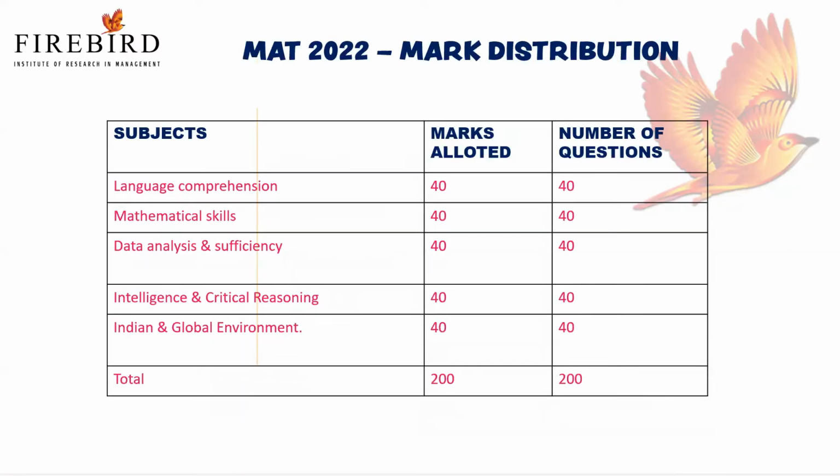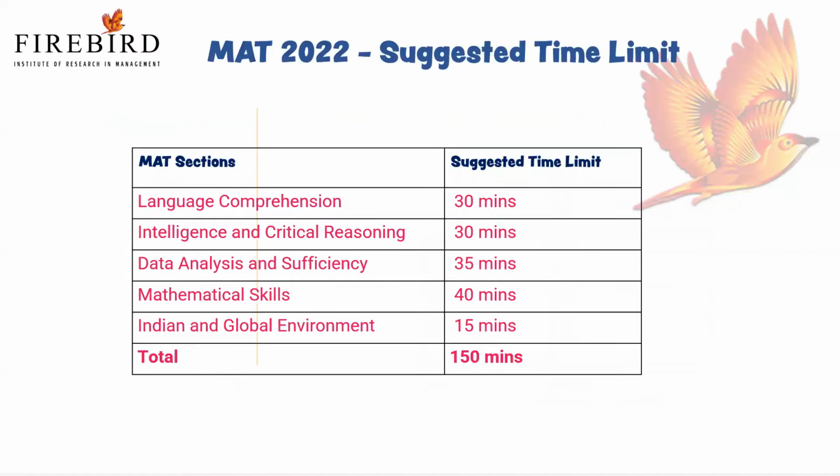to allot it. The suggested time limit for every section is as follows, and you have to concentrate on all the sections to secure the maximum marks. Language comprehension, the suggested time limit is just 30 minutes. Intelligence and critical reasoning, 30 minutes. Data analysis and sufficiency, 35 minutes. Mathematical skills, it is enough if you take 40 minutes. Indian and global environment, 15 minutes.